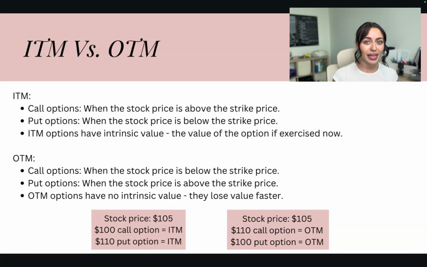I know that this is a lot to take in, so just take it step by step. It takes time to perfect this and to really get a full understanding of it. But all that you need to know right now is that in the money options hold real value, and out of the money options only become valuable if the price of the stock moves in the direction that you anticipate.